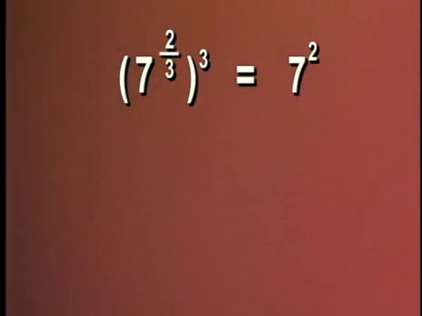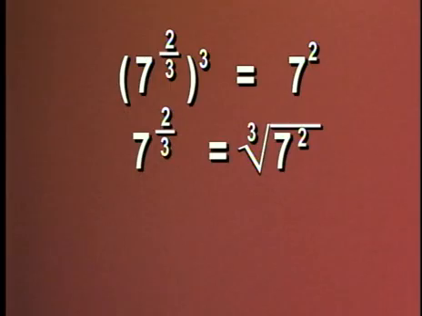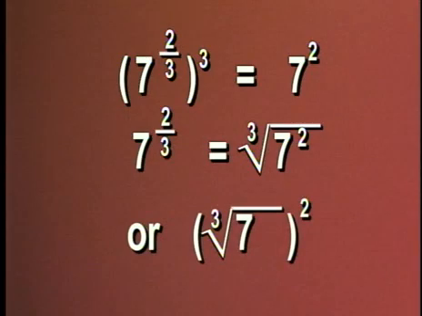Well, what we did is by taking 7 to the 2/3 and multiplying it by itself and then by itself again, we actually cubed 7 to the 2/3. That is, 7 to the 2/3 cubed is 7 squared, which means we have a cube root of 7 squared. That is, 7 to the 2/3 is the cube root of 7 squared, or we could write it as the cube root of 7, and then we square it. In any case, what it appears to mean is that the numerator is the power, and the denominator is the root when we have a fractional power.